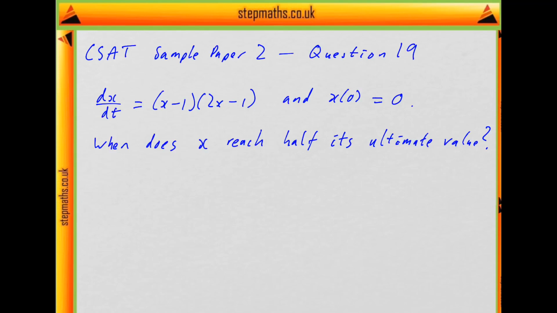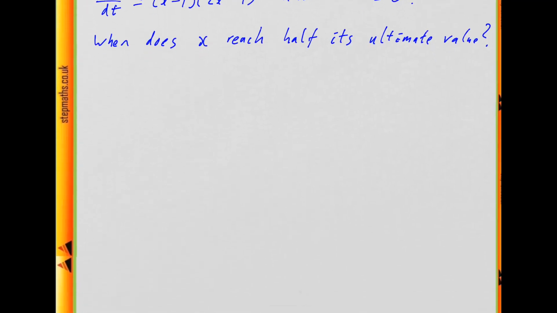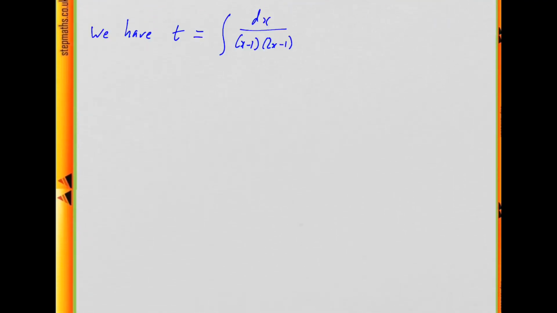Okay, so first things first, we really want to get x equals. This is obviously set up as a differential equation because it's giving us dx/dt and a boundary condition. So let's solve this differential equation. We can divide both sides by (x minus 1)(2x minus 1), multiply by dt and integrate. So when we do that, we get dt equals dx over this, or just t equals the integral of dx over (x minus 1)(2x minus 1).